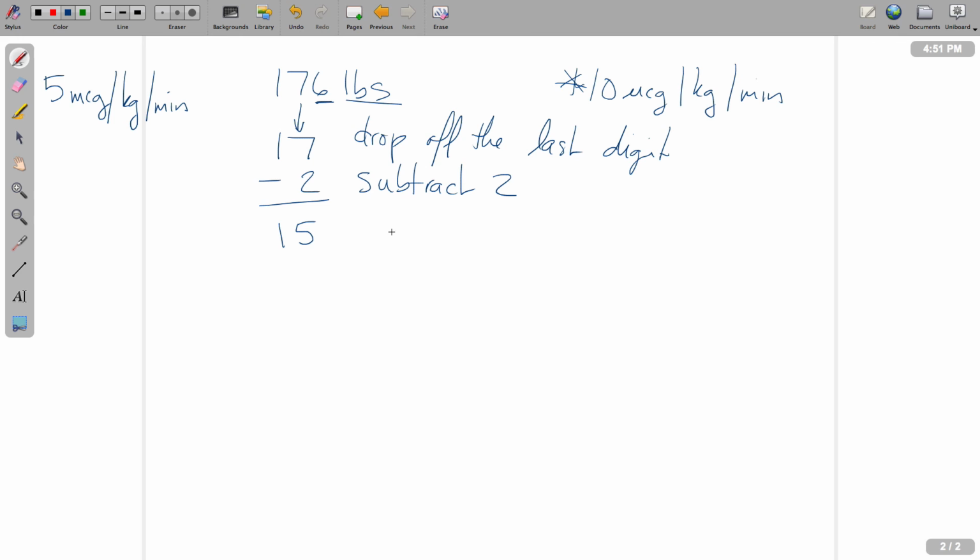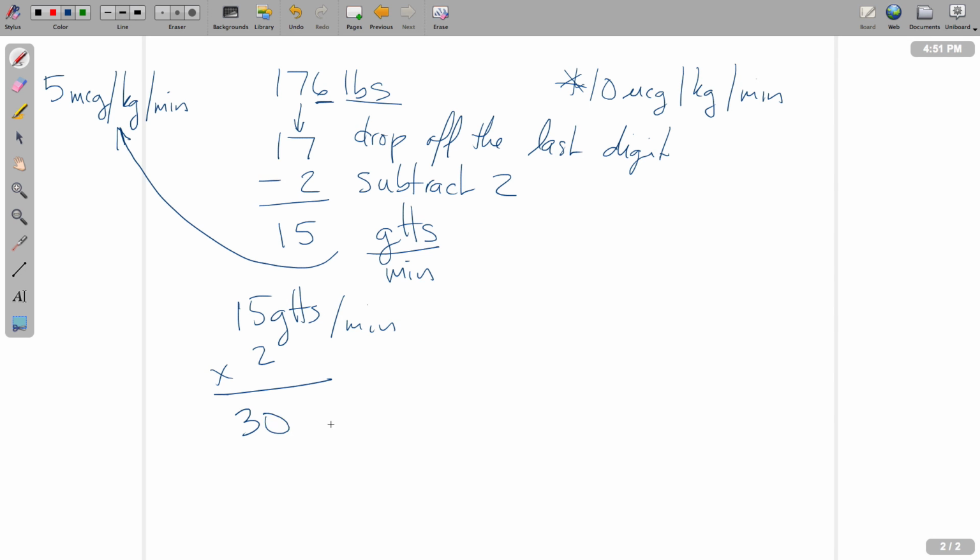And what does that represent? That represents the number of drops per minute that you need to administer to this 176-pound patient in order to accomplish a 5 microgram per kilo per minute dose. So remember earlier we said we want to give 10 micrograms per kilo per minute. Well, in order to get from 5 to 10, you have to multiply it by 2. So let's do the same thing. 15 drops per minute times 2 is going to equal 30 drops per minute.